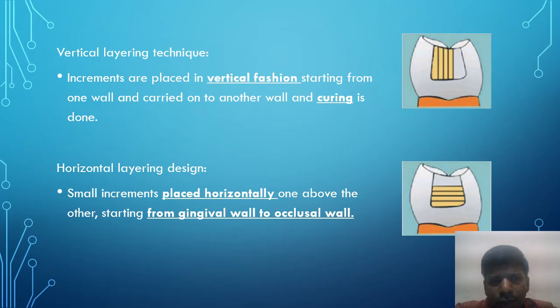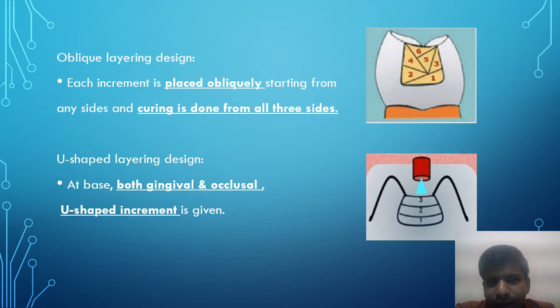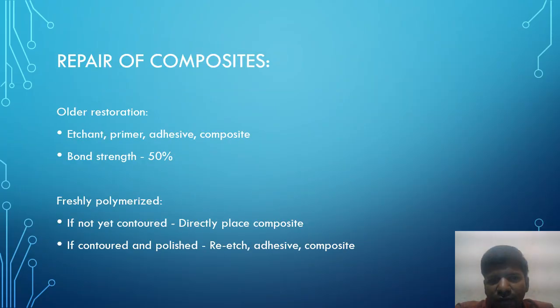Vertical layering technique. Increments are placed in vertical fashion, starting from one wall and carried on to the other wall, and curing is done. Horizontal layering technique. Small increments are placed horizontally, one above the other, starting from gingival wall to occlusal wall. Oblique layering design. Each increment is placed obliquely, starting from any side, and curing is done from all 3 sides. U-shaped layering design. At the base, both gingival and occlusal, a U-shaped increment is given.